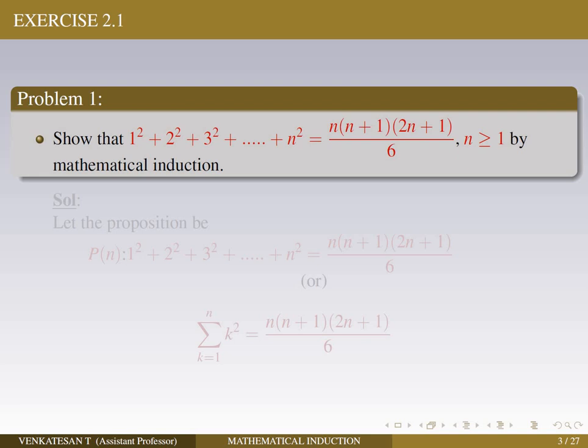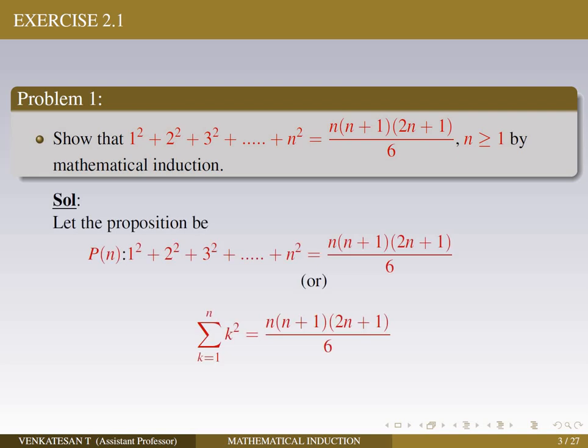Problem number 1. Show that 1 square plus 2 square plus 3 square plus etc. plus n square is equal to n into (n plus 1) into (2n plus 1) divided by 6, where n is greater than or equal to 1, by mathematical induction. Solution. Here, let us consider the proposition as P(n). The left hand side, 1 square plus 2 square plus etc. up to n square, will be rewritten as summation k equals 1 to n of k square. In the question paper you can expect any one of the given formats, either 1 square plus 2 square plus etc. or summation k square, but both are the same.